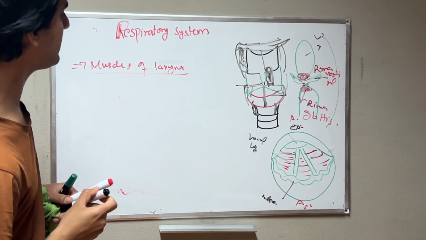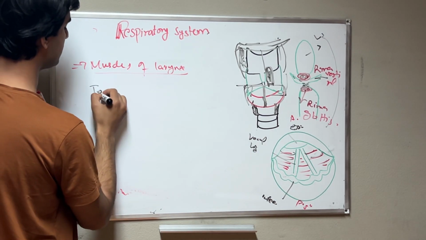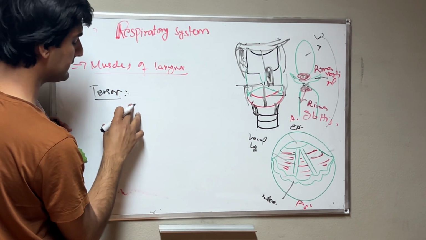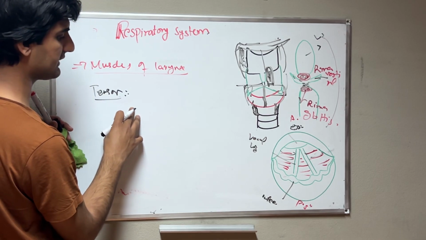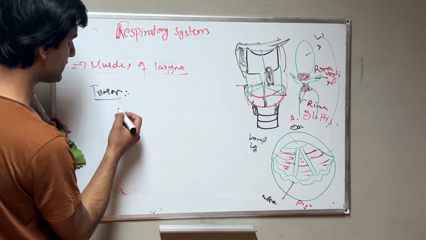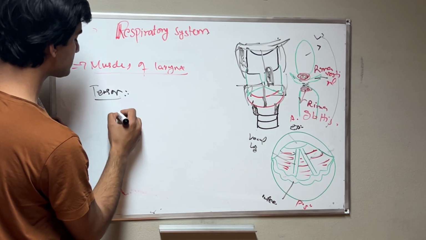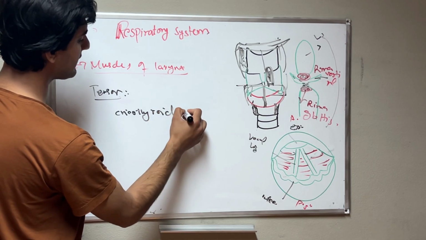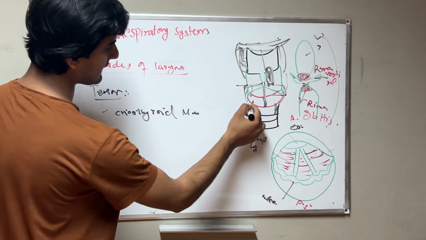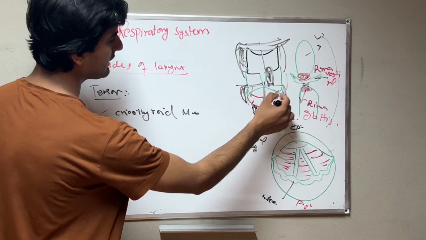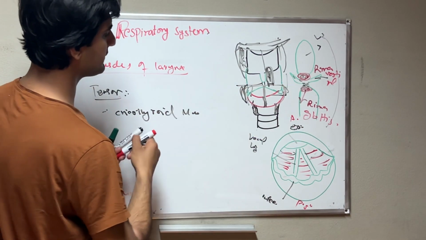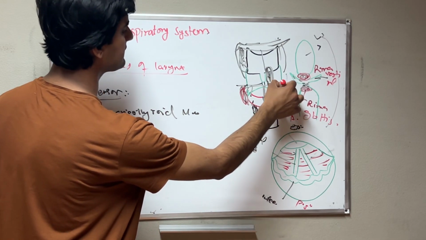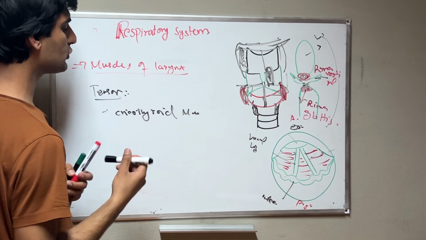we have two types of muscle. We have tensor muscles. Among the tensor muscles there are two muscles, some that decrease and some that increase tension. And then we have the dilator muscles. First of the tensor muscles we have the cricothyroid muscle, meaning the muscle between the cricoid cartilage and the thyroid cartilage. That's why it's called the cricothyroid muscle.